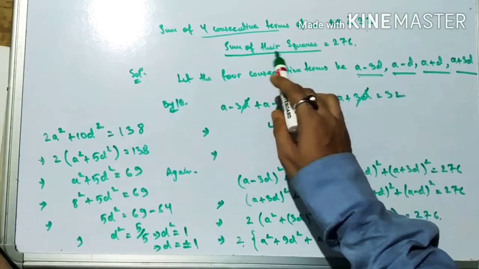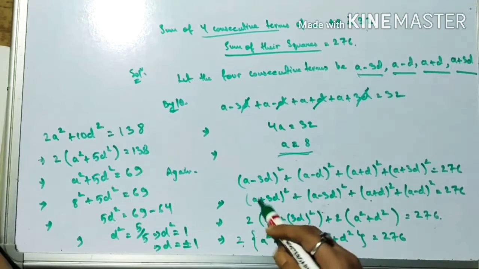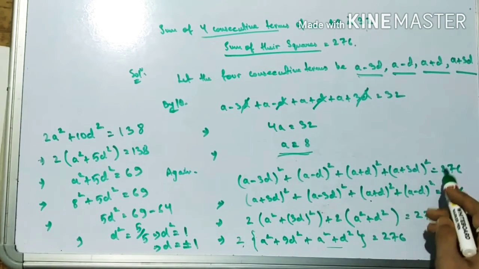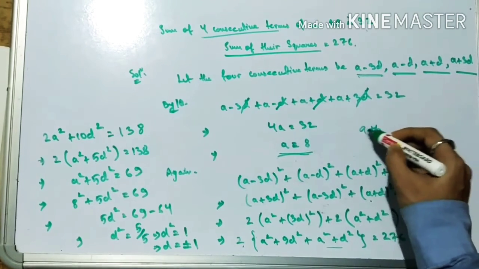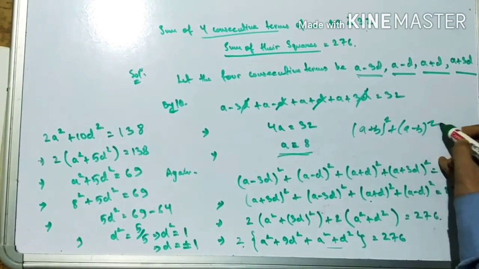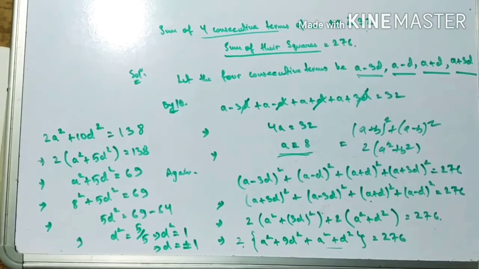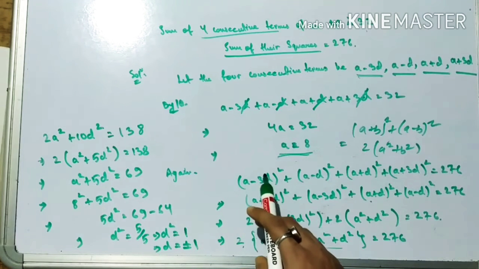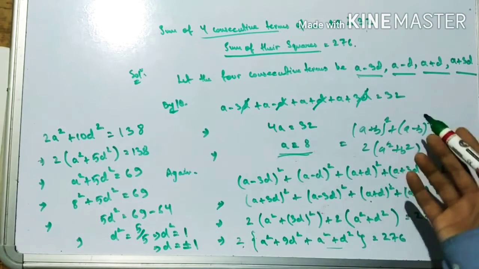Another thing given is that the sum of their squares is 276. These 4 consecutive terms, the sum of their squares is 276. So (a minus 3d) whole square plus (a minus d) whole square plus (a plus d) whole square plus (a plus 3d) whole square is equal to this. And I know that (a plus b) whole square plus (a minus b) whole square, if you solve it, you will get twice (a square plus b square). Understand?